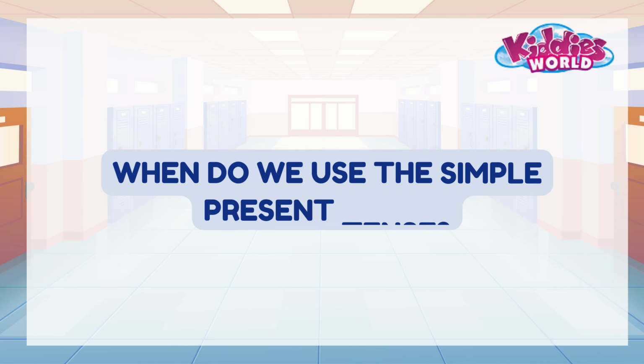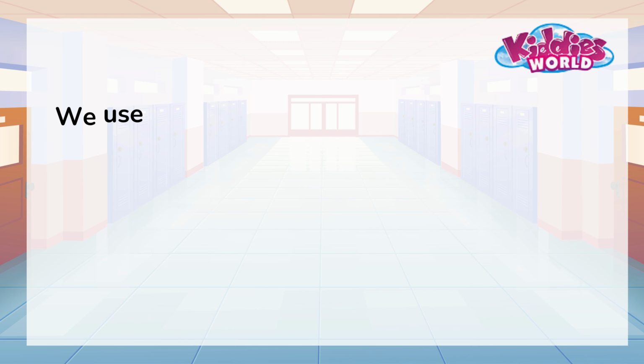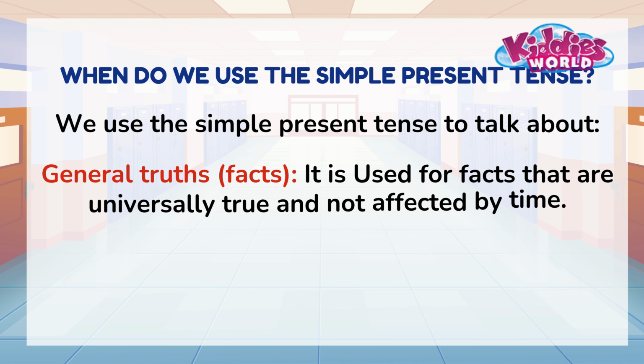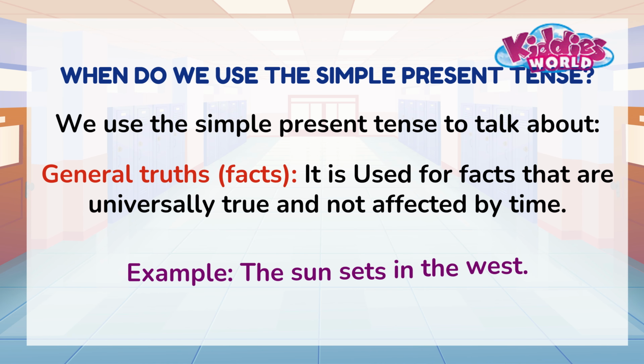When do we use the simple present tense? We use the simple present tense to talk about general truths, that is facts. It is used for facts that are universally true and not affected by time. For example, the sun sets in the west.